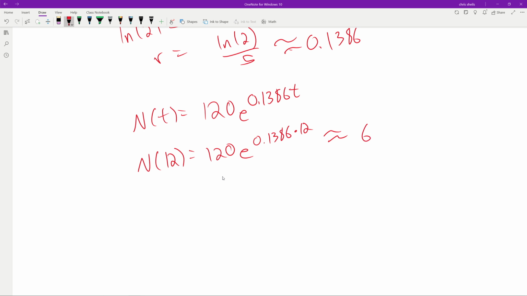This gives us 633.140. And our answer here is in terms of thousands. So after a year, we would expect 633,140 users of this social media site.